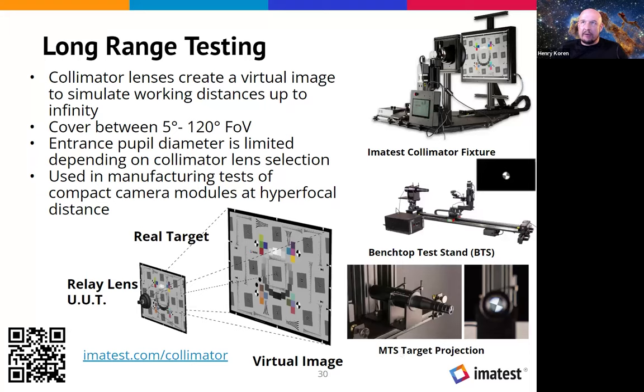We have several different options for collimators. The Imatest collimator fixture has these large collimator lenses. We vary the distance between the collimator lens and the test chart using a motor system, and can dial in exactly which distance you want, all the way up into infinity.